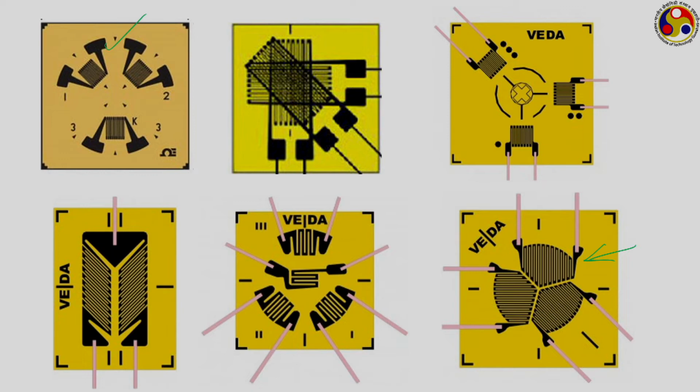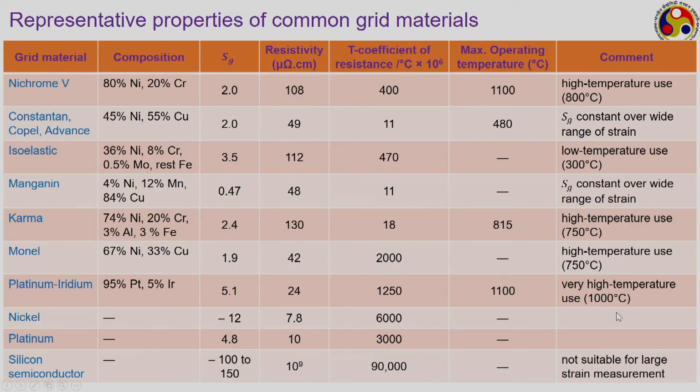In the next lecture, we shall be discussing much more about the strain gauge rosettes and how to do the corresponding calculations. These are some of the common grid materials that we use for making the resistance of the strain gauges. Their common values are given.